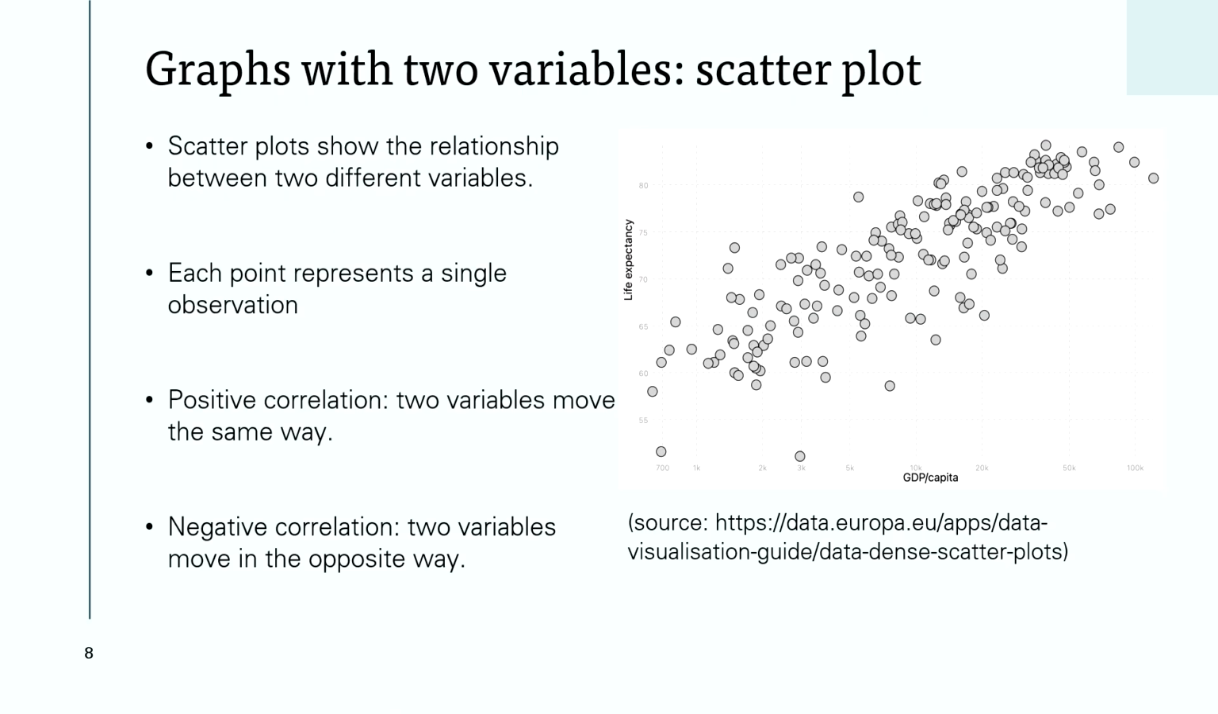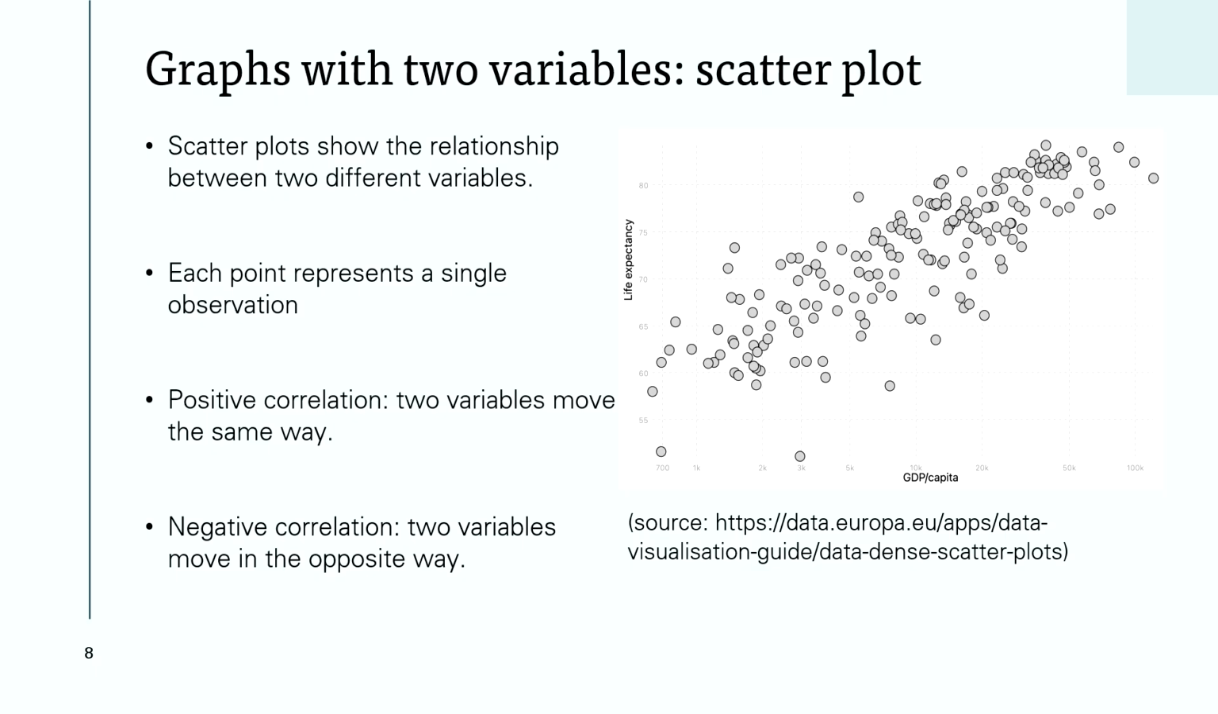So far, we've looked at graphs with one single variable. Now let's look at graphs with two variables. A scatter plot displays the relationship between two variables. Each dot on the graph represents one observation. For example, one point might represent a country, a state, or a company. Scatter plots are useful because they allow us to identify correlations.